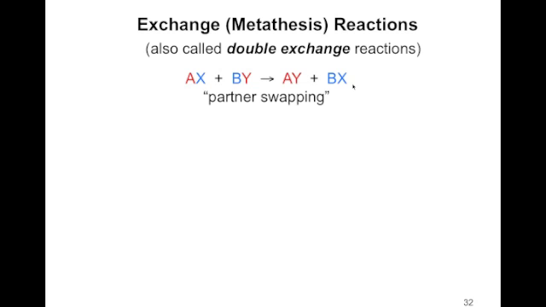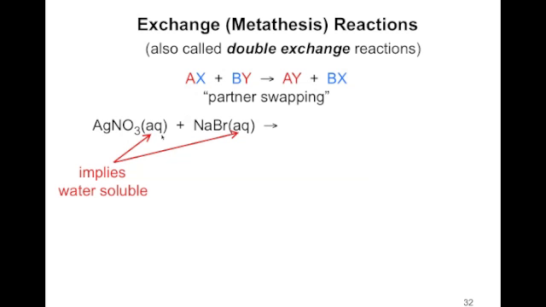So let's show you what we mean by looking at an example. If we look at a hypothetical reaction between an aqueous solution of silver nitrate and sodium bromide, remember AQ implies that these compounds are dissolved in water as mixtures.